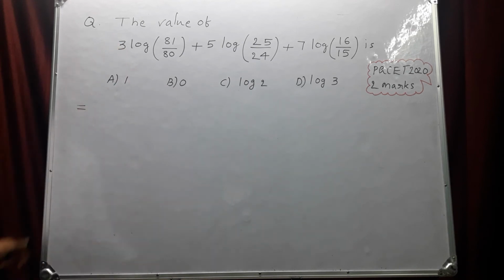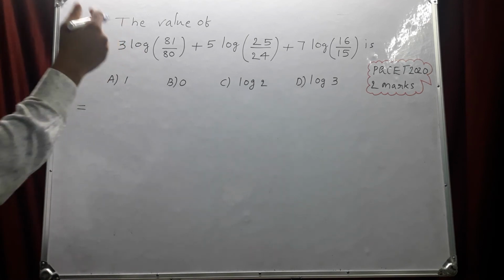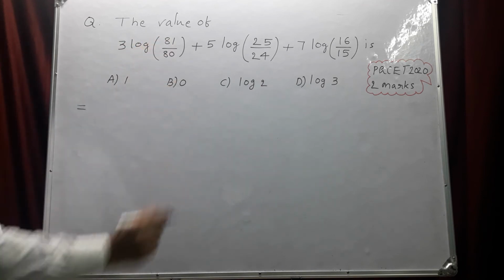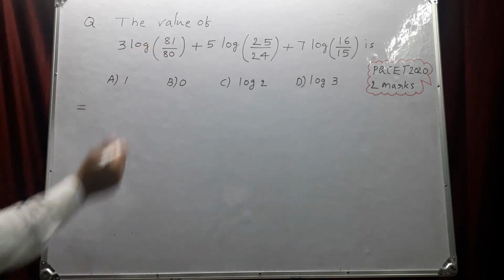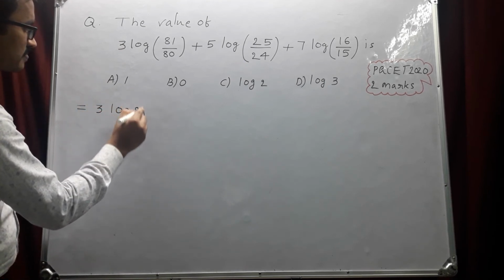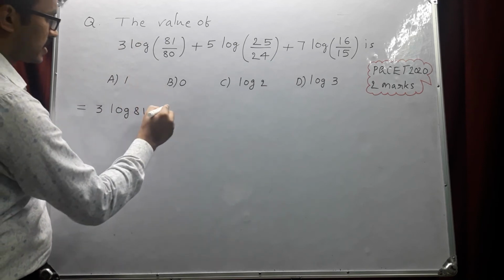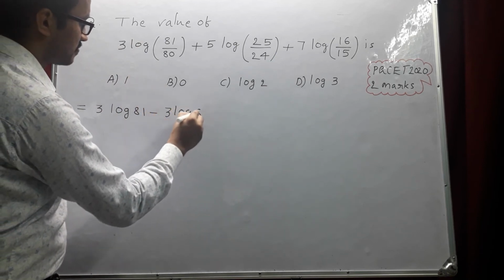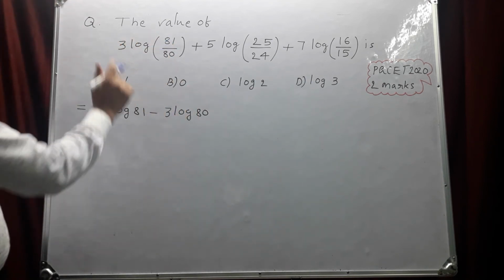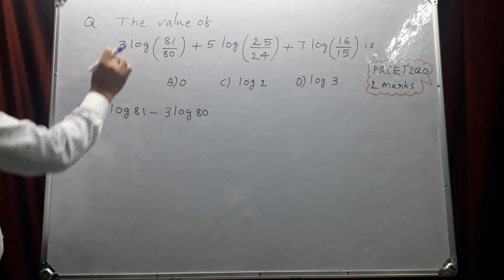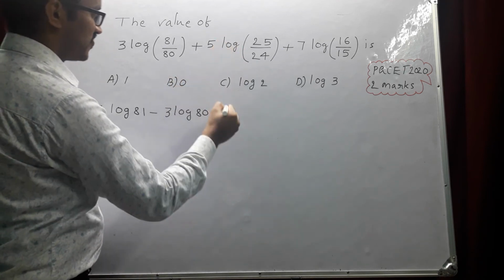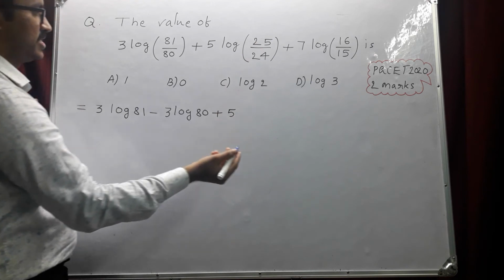So that is equals to, as I told, by the properties of logarithm, log a by b can be written as log a minus log b. So I will write this one, 3 log 81 minus 3 log 80. Since this is multiplied by 3, we can write like this. Similarly, log a by b means log a minus log b.